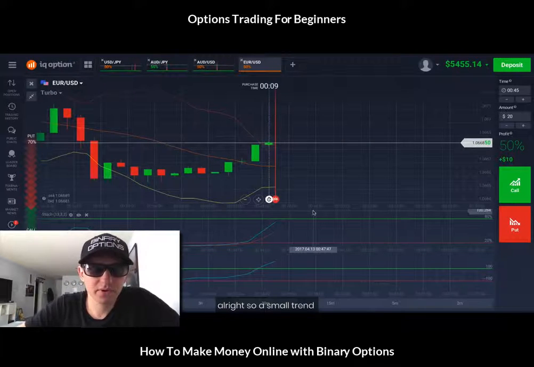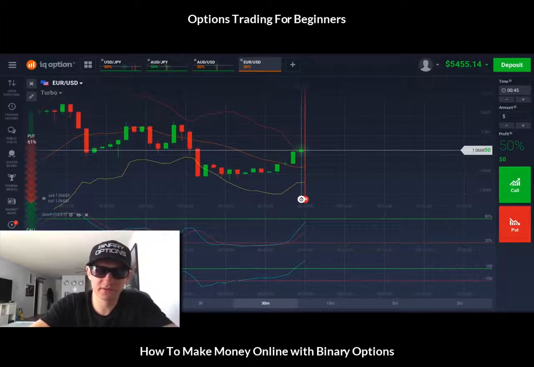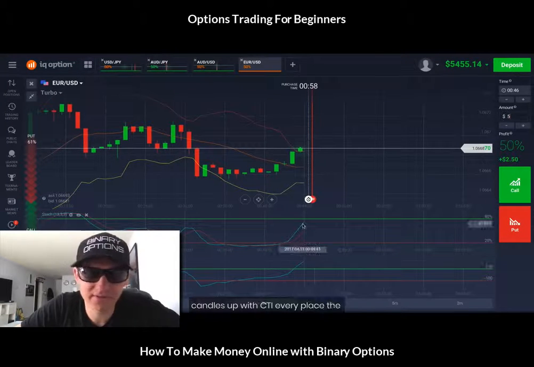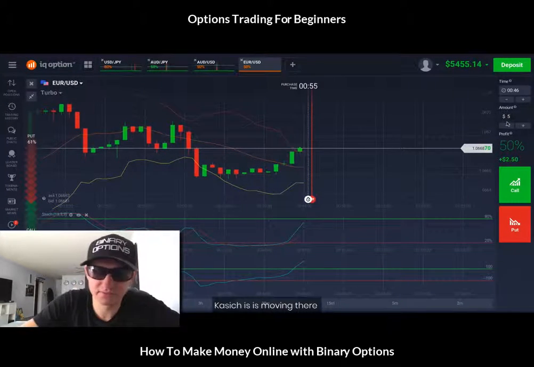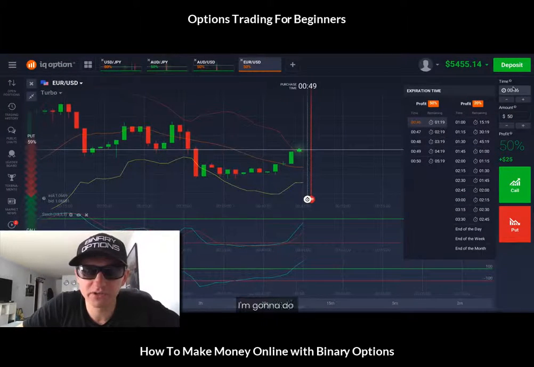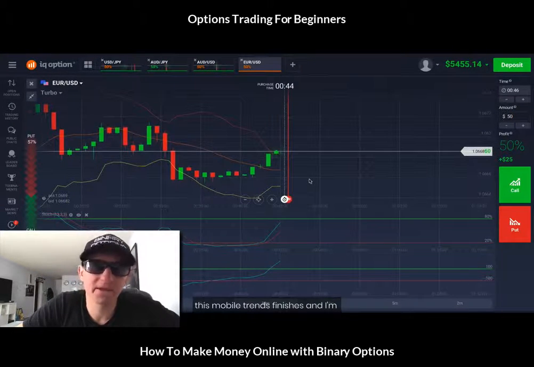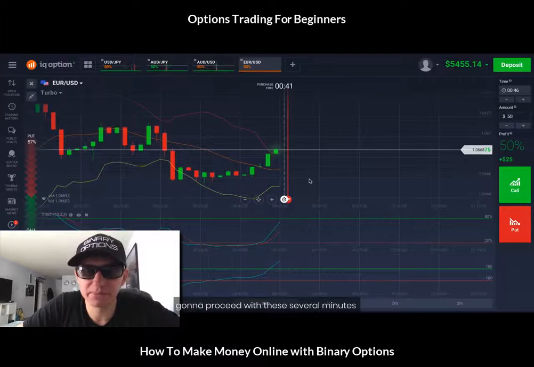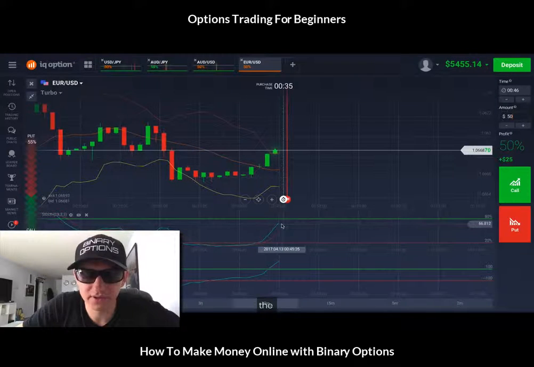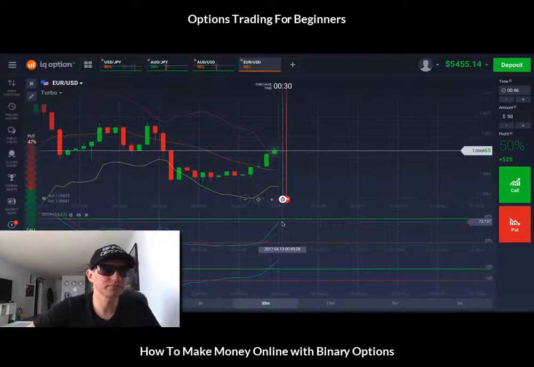All right, so a small trend over here, and let's wait a bit more. So it's 4 candles up, the CCI is in place, the stochastic is moving there, and so what I'm gonna do, I'm gonna wait until this small trend finishes, and I'm gonna proceed with the several minutes put stake. Alright, stochastic is moving towards our goal.